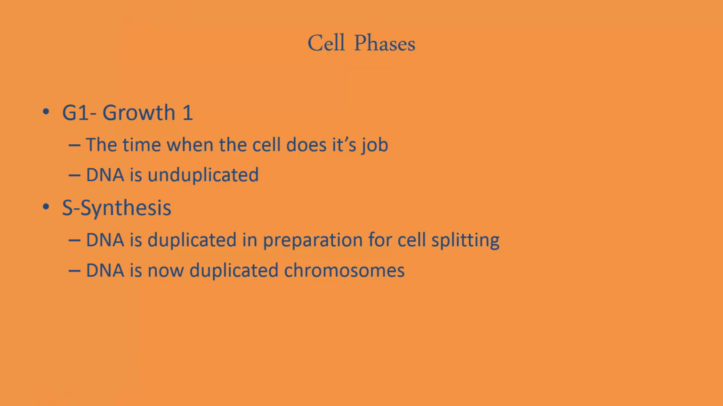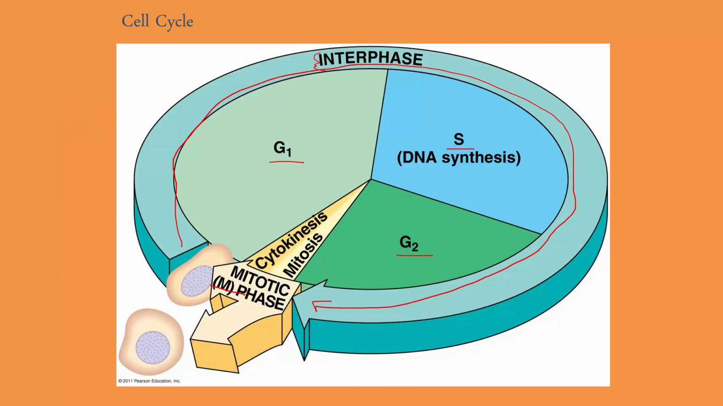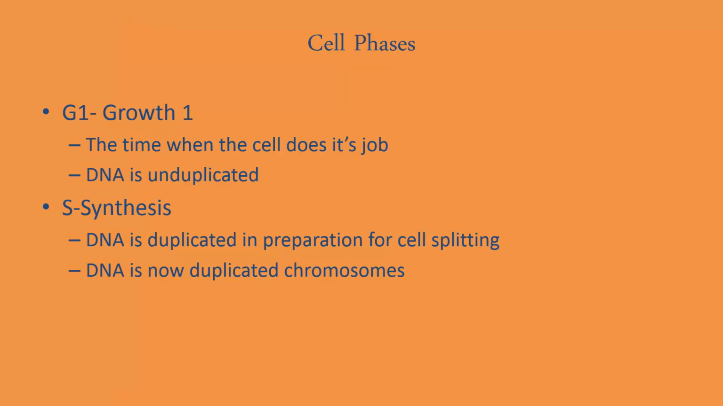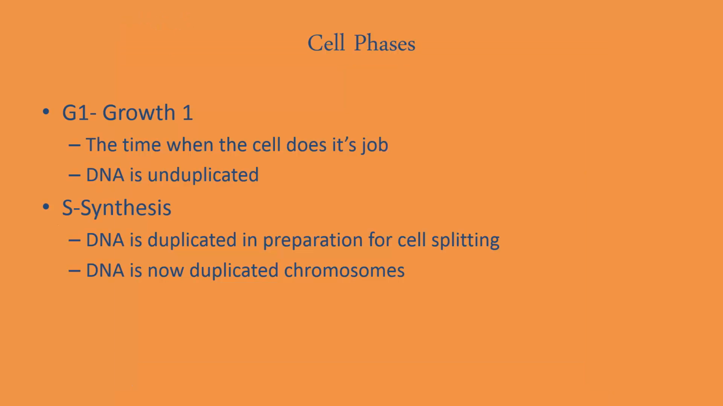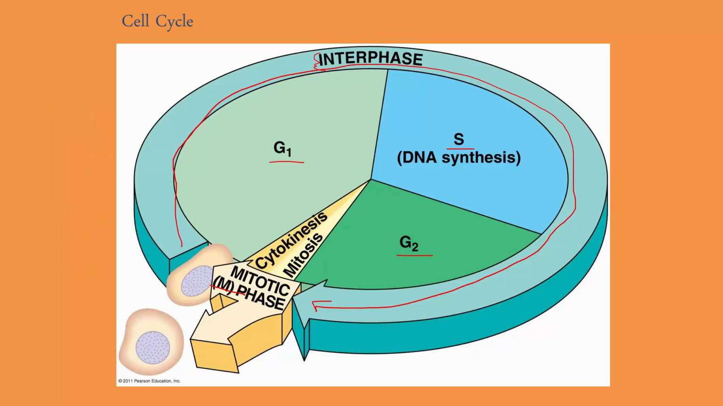So let's get into this. If you guys like words more than pictures, G1, again, is growth 1. So it's the time when the cell does its job. DNA is unduplicated, so whatever it needs to do, producing energy, acting as a skin cell, whatever it needs to do, that's what happens during G1. Synthesis, or the S phase, is where DNA is duplicated or copied in preparation for the cell to split. DNA now has duplicated chromosomes, and again, that's the S phase.